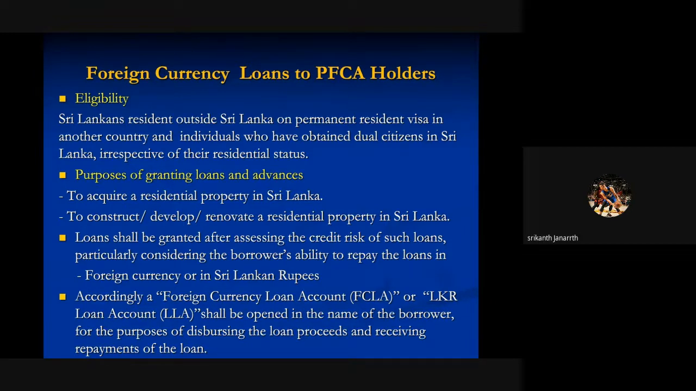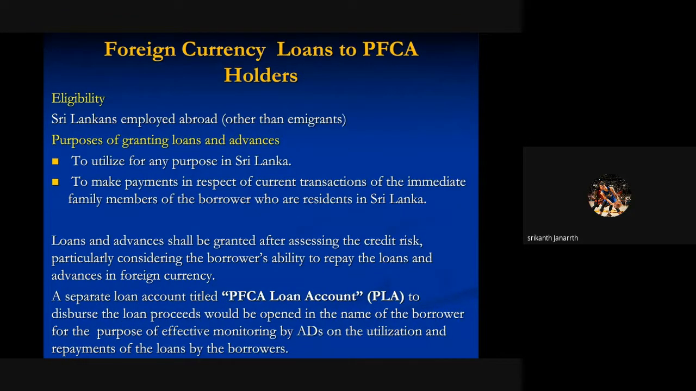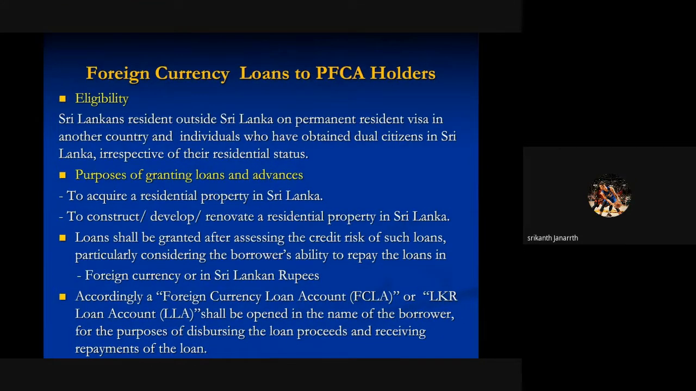Here, a Sri Lankan resident, or a Sri Lankan on permanent residence in another country, or an individual who has obtained dual citizenship in Sri Lanka, irrespective of their residential status. So can you identify who this category is? These are immigrants. In the earlier category, I said other than the immigrant. So that was only catered to those people. But here, this is the immigrant.